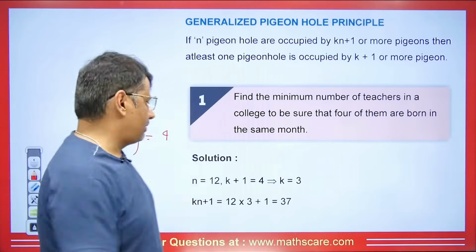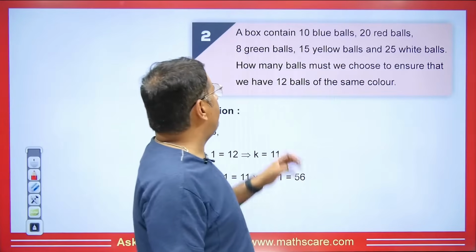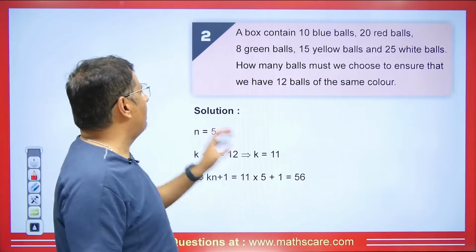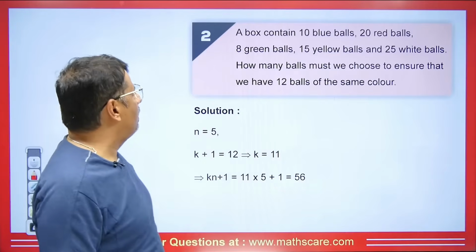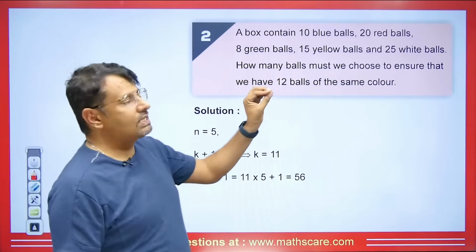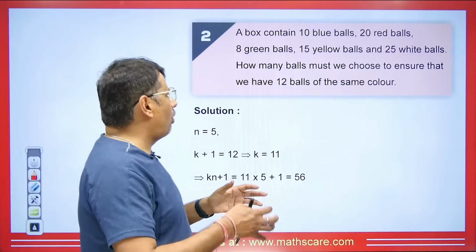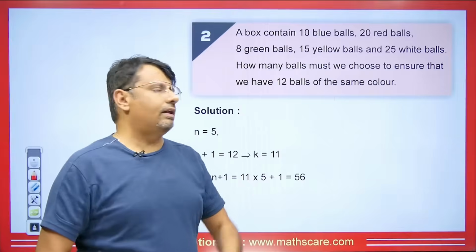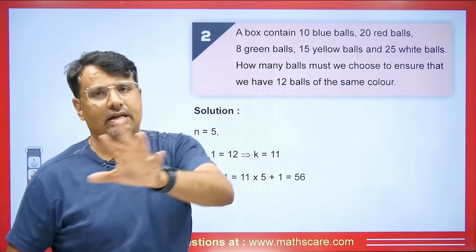Now let's move on. Next question: a box contains 10 blue balls, 20 red balls, 15 yellow balls, 8 green balls, 25 white balls. How many balls must we choose to ensure that we have 12 balls of the same color? In other words, how many balls should we take out to have 12 balls of the same color? We can say it like that, right?